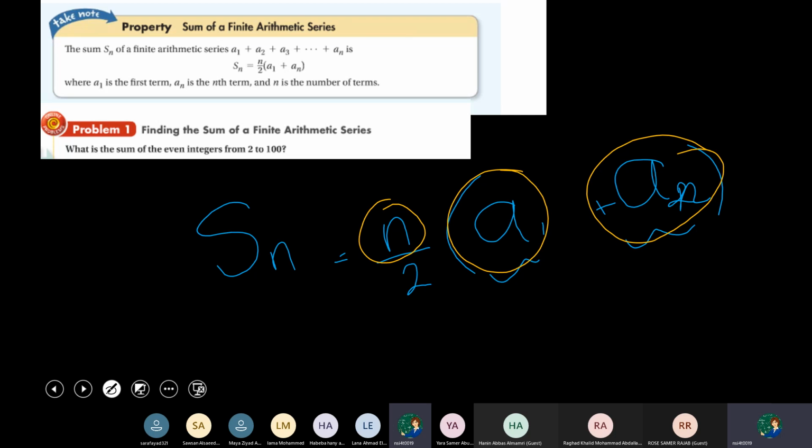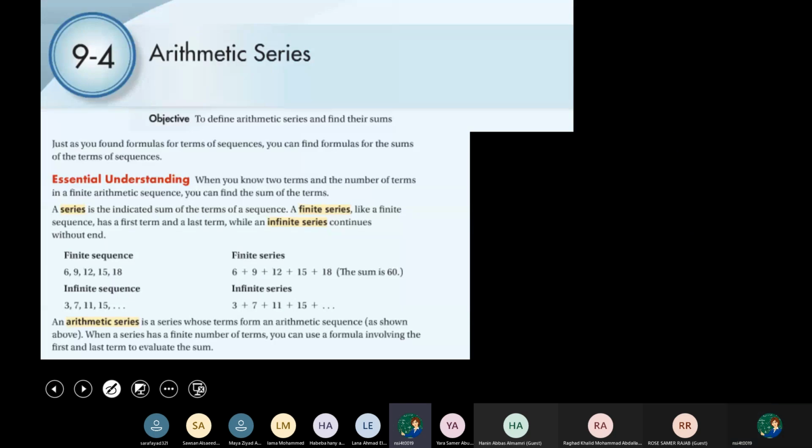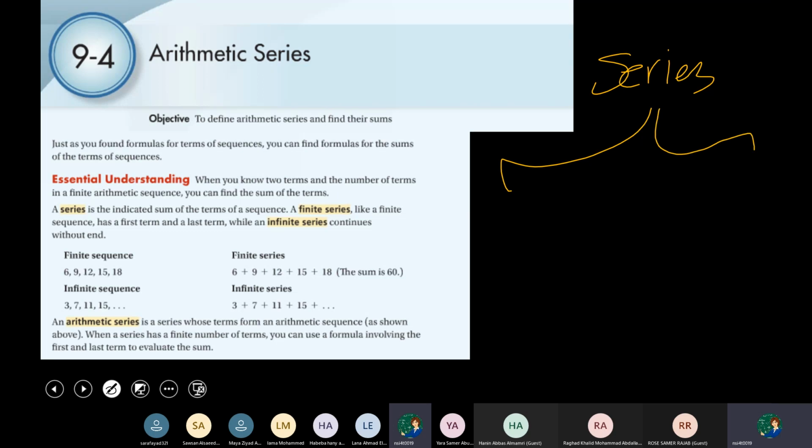Now, the series could be two types. The first one has its end, you can say. It ends, and the other type doesn't end. So some of the series end, and the others don't end.